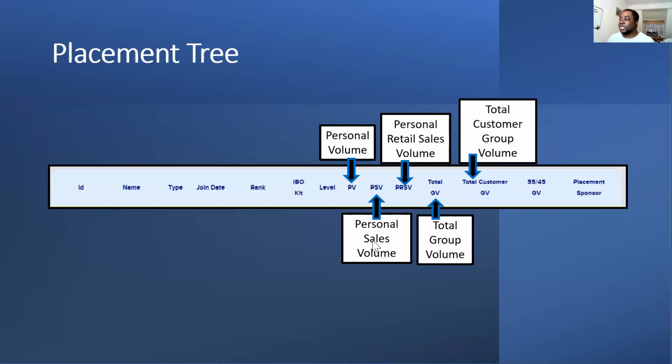Then you see your personal sale volume. Now your personal sale volume is how many packages you have sold. So how many customers have you got that you sold? How many packages, and the volume adds up together. Then you've got your personal retail sale volume.